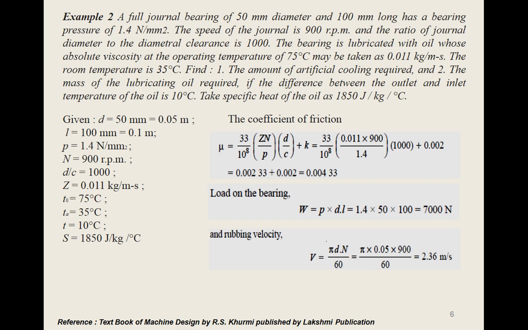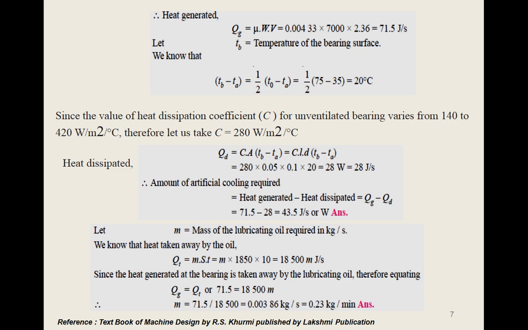Here 50 is the diameter and L is given as 100. Now the rubbing velocity V is equal to pi D N by 60, which is pi into 0.05 into 900 upon 60, equal to 2.36 meter per second. The next equation is the heat generated Qg, which is equal to mu W V. Mu we have already calculated as 0.00433, W is 7000 and V is 2.36. So the amount of heat generated is 71.5 joule per second.